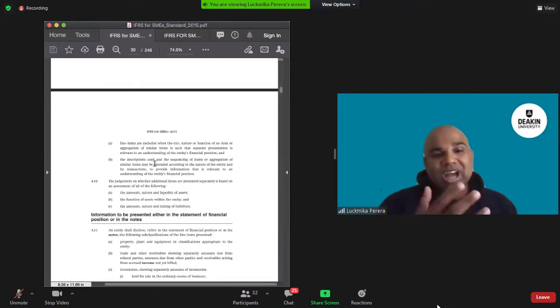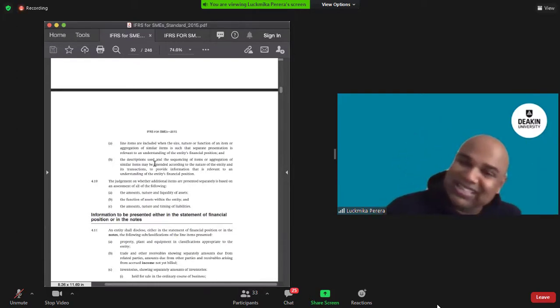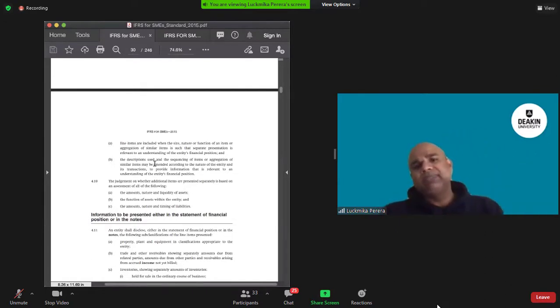So the judgment of additional items is based on the nature of the liquidity of assets, the functions of the assets or liabilities within the entity, the amounts, nature and timing of the liabilities as well. So this applies to both assets and liabilities. So you need to think through how you present this, based on the timing, the amounts, and the nature of each of the assets and liabilities and so forth.